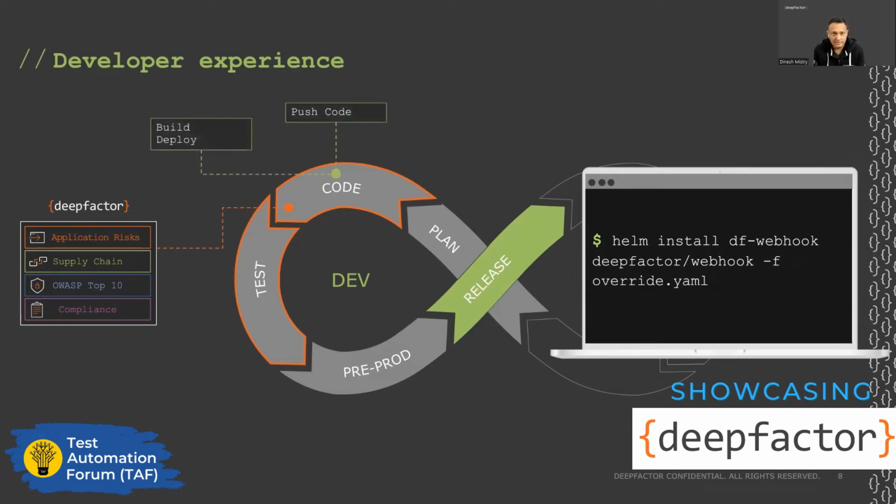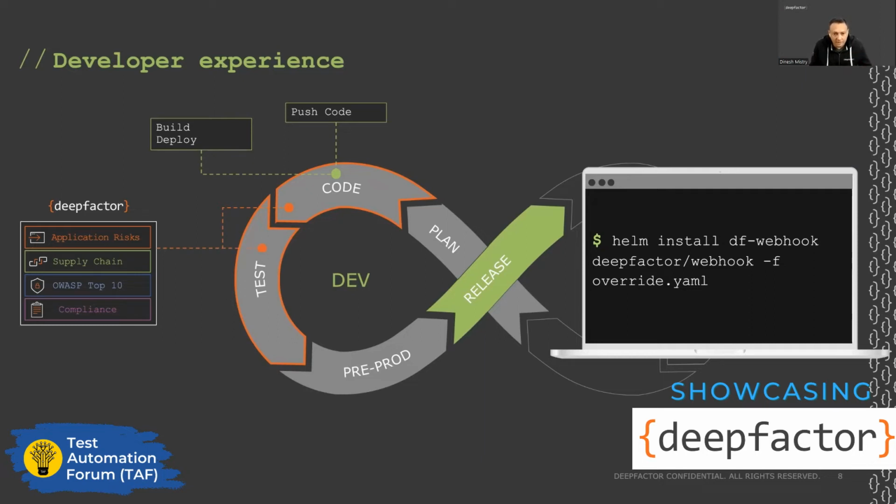So if you think of a developer's experience or a journey, they finish up the code that they're working on, they push it to some type of repository. There's a CI job that goes ahead and builds and deploys their application. So as that application gets deployed and the developer is testing his or her feature, bug fix, whatever the case may be, Deepfactor starts collecting all that telemetry. And then in real time analyzes it for all those various components that Kiran covered, right? So everything from application risk, supply chain, vulnerabilities, OWASP, and compliance. And then that feedback is provided directly back to the developer.